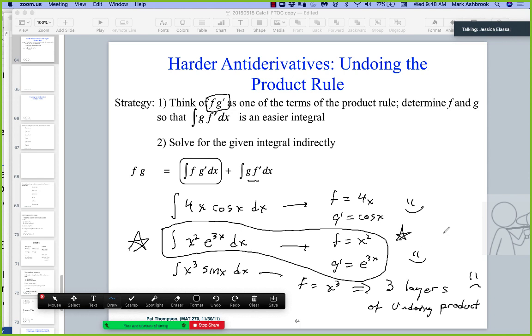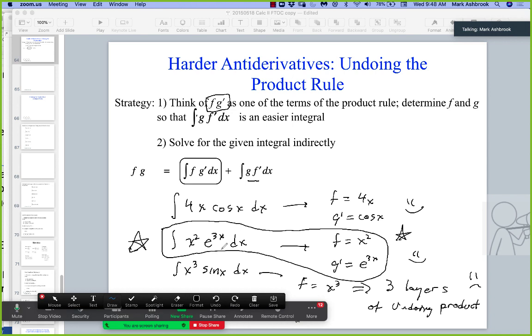I have a question. Sure thing. Isn't doing just U substitution easier? Like instead of the 3 layers. You can't, so it won't work. U substitution would be equivalent to undoing the chain rule, and this doesn't qualify for undoing the chain rule.